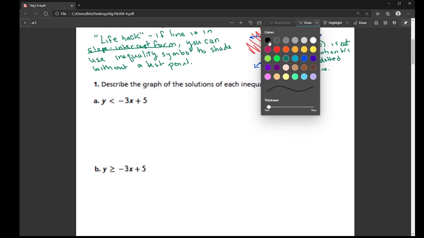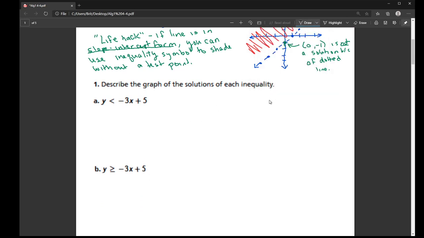Alright, so on this one I'm actually going to graph these so that we can describe the graph. So I should have given myself some graph paper for this video. I didn't think about that. That's alright. Graphing by hand is a good thing to practice and be used to.